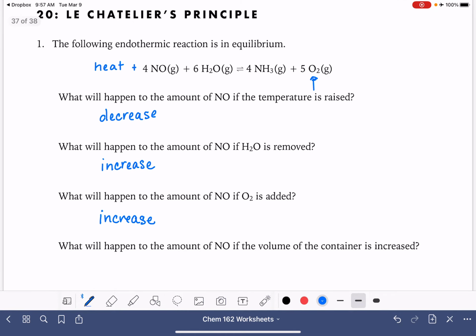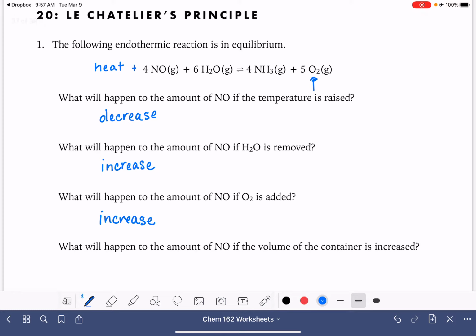And the last question asks what will happen to the amount of NO if the volume of the container is increased. So if we're talking about changing the volume, also talking about changing the pressure, this only applies to the substances that are in the gas phase, which all of our reactants and products are in this situation. So if the volume of the container is increased, that is going to cause the pressure of everything to decrease. Just by the principles of gases, if you increase the volume, it decreases the pressure of the gases, or vice versa. If you decrease the volume, this causes an increase to the pressure.